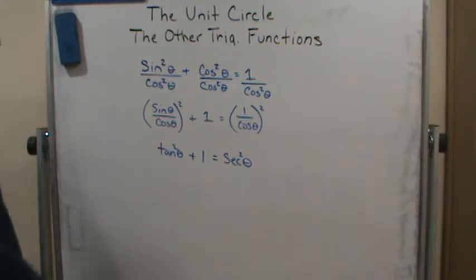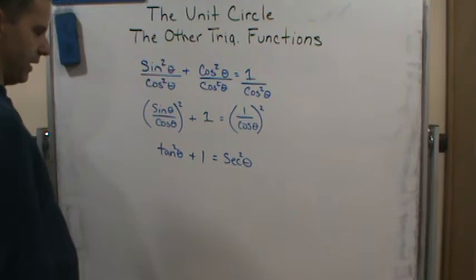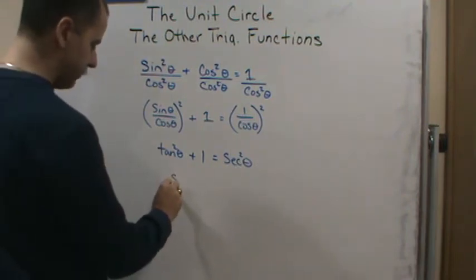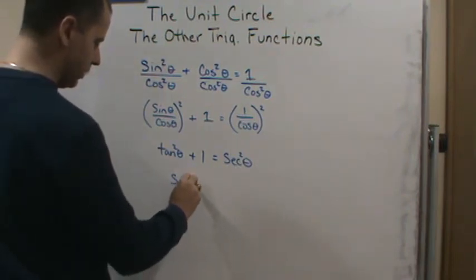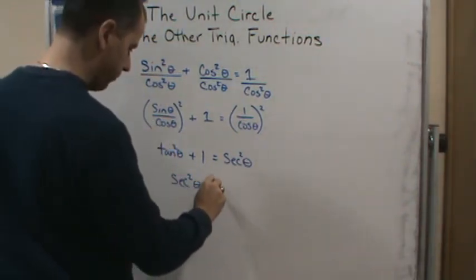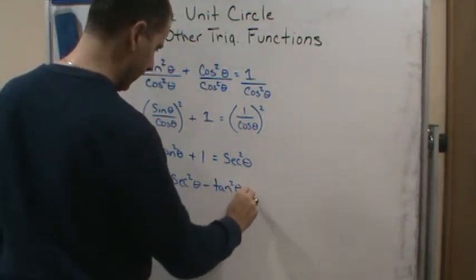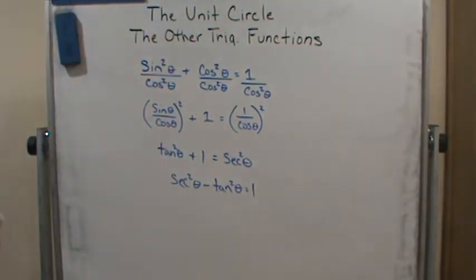Now I can subtract tangent squared theta from both sides, and I get secant squared theta minus tangent squared theta equals 1. Okay, and so that's the other alternate form.